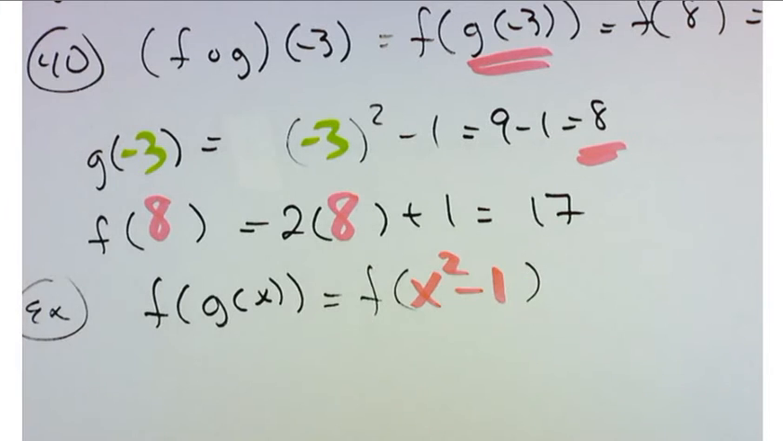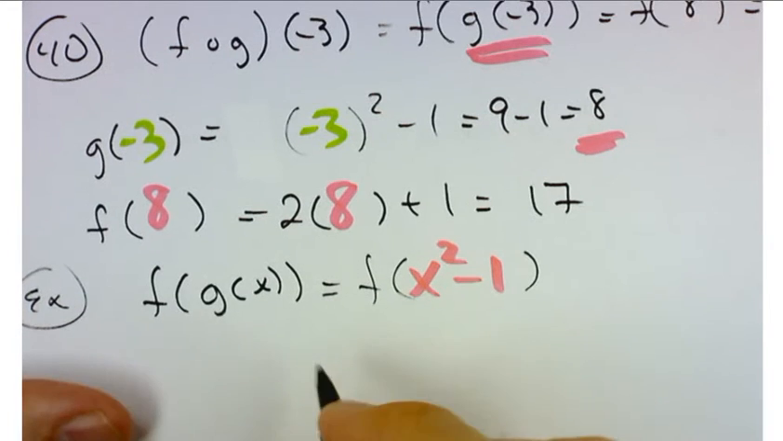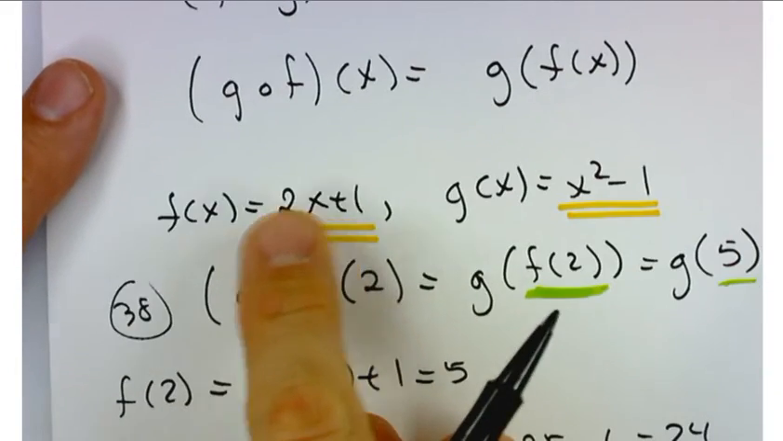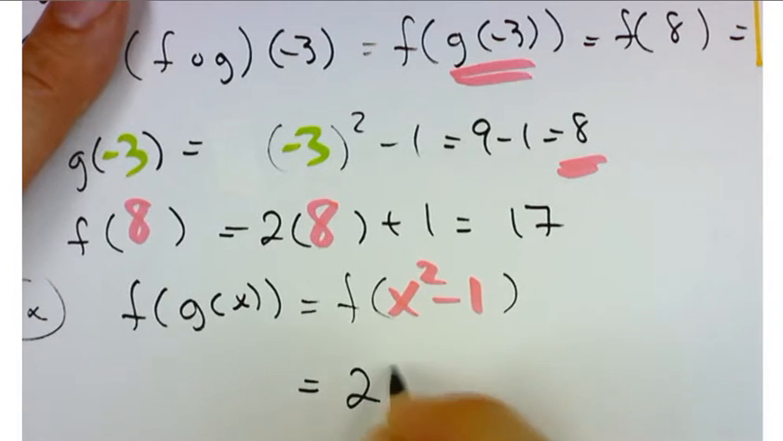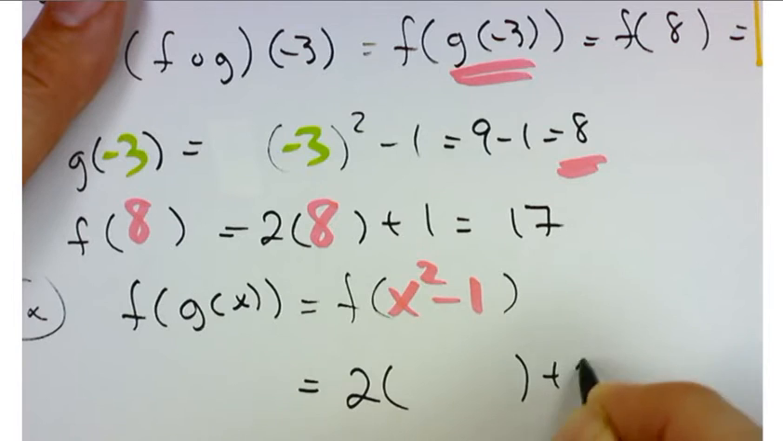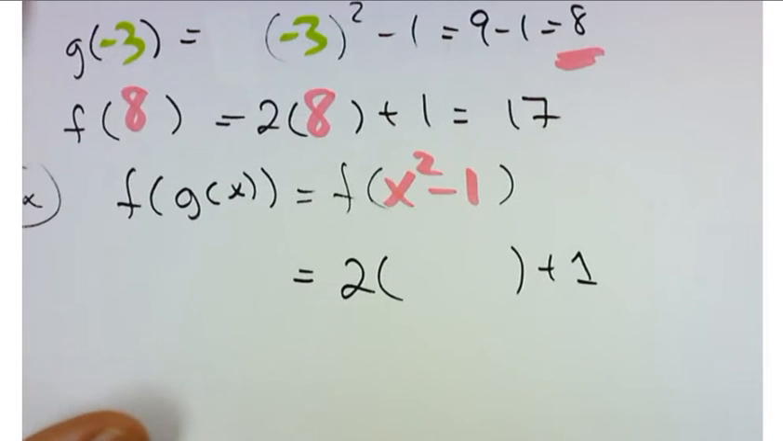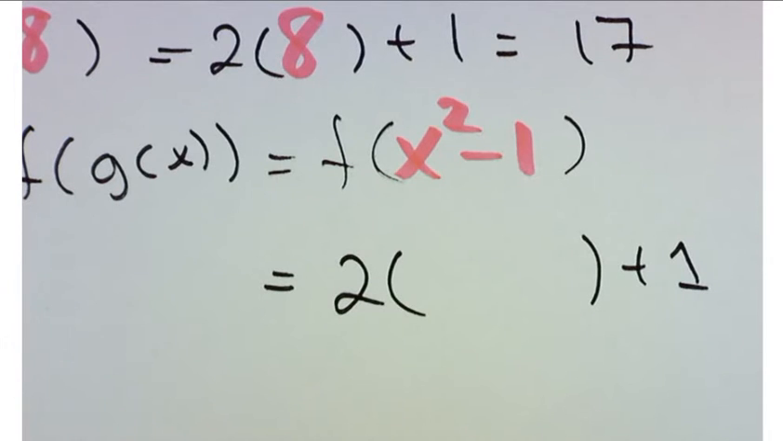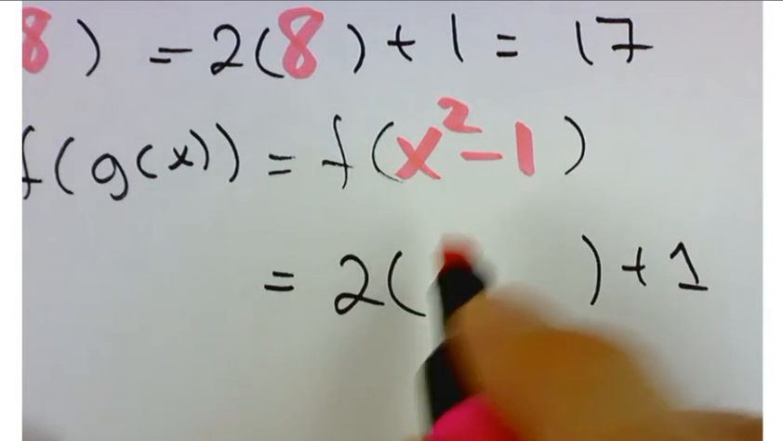X squared minus 1. Perfect. G of x is just x squared minus 1. I can use one or the other. They are the same. Now, let's go to the rule for f. The rule for f, going way back up here, is to take 2 times x plus 1. Well, instead of an x, what am I going to write? What do I have instead of my x? This whole expression. So 2 times x squared minus 1.